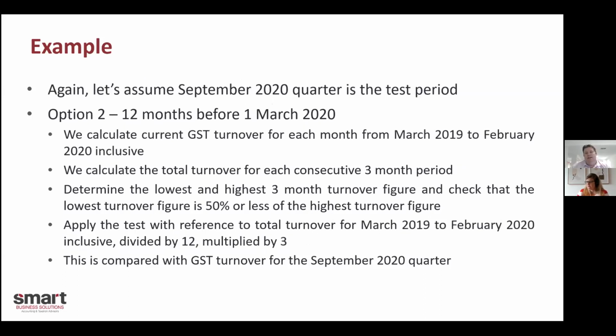Another example, again, let's assume that the September 2020 quarter is the test period. This time we're going to look at 12 months before 1 March 2020. We calculate the current GST turnover for each month from March 2019 to February 2020 inclusive. We calculate the turnover for each of the consecutive 3-month periods, so we divide it into equal quarters. We look at the lowest figure and check if that is 50% or less of the highest turnover figure for those quarters, and if that is the case, then we can apply the test. We get the total GST turnover for that period, March 2019 to February 2020. We divide it by 12 to get the monthly average, and then multiply it by 3 to get a quarterly number that we can compare to our September 2020 quarter to see if we've got the relevant drop.